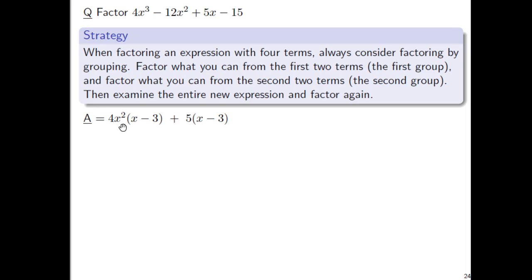And now look, there's a term in front of the plus sign and there's a term after the plus sign. Both of those terms have a factor of x minus 3, so let's factor that out. This x minus 3 is written outside a new set of parentheses, right? So in the new set of parentheses, you have 4x to the second plus 5.